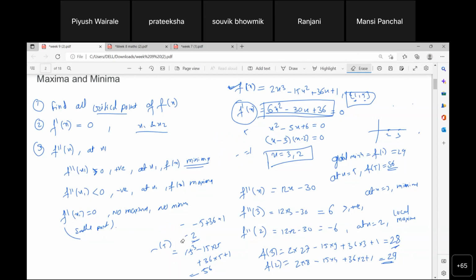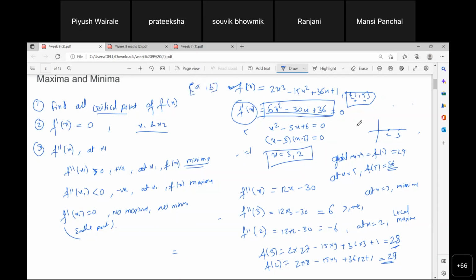Just remember these 4 steps. Differentiate the function, equate it to 0, find the roots, then take the second differentiation and put in the value of the roots. If you are getting a positive value, then at that point I will get the minimum value. If I'm getting a negative value, then at that point I will get the maximum value. Okay, and if you are asked for the global maxima and minima, then you have to simply put in the boundary values, like a or b, and compare with the local maximum and minimum.